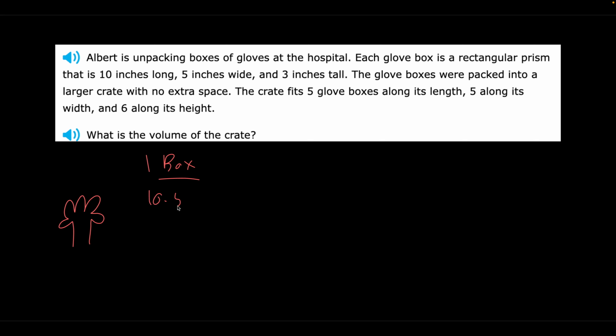So that would be 10 times 5 times 3. That would be 150. Okay, so one box has a volume of 150. And now the whole crate, right? Let's figure out how many boxes we can fit in the crate. Well, they tell you that it can fit 5 long, 5 wide, and 6 high. So the total amount of boxes that we can fit would also be 150.